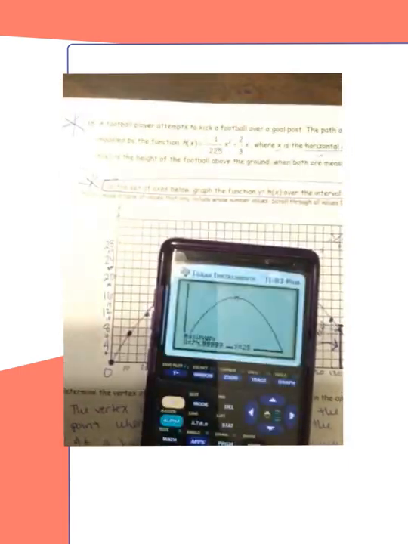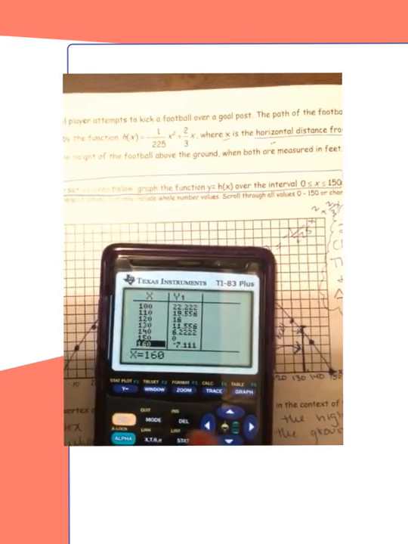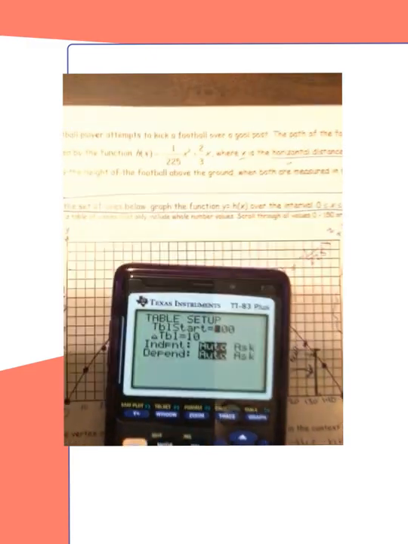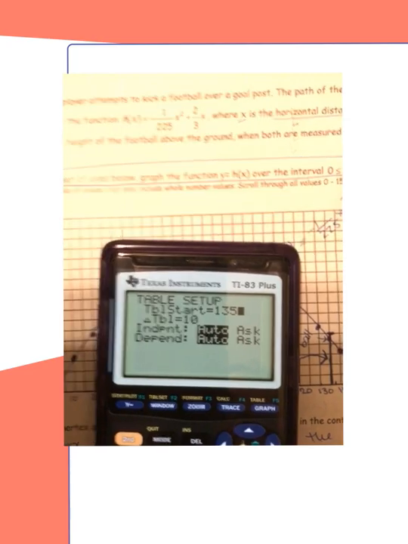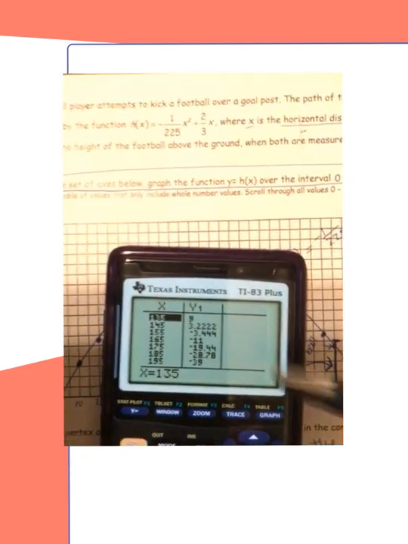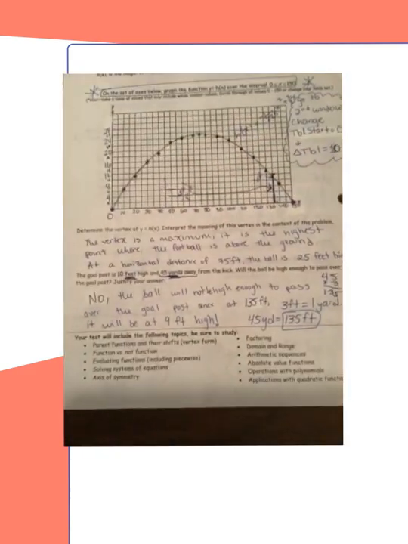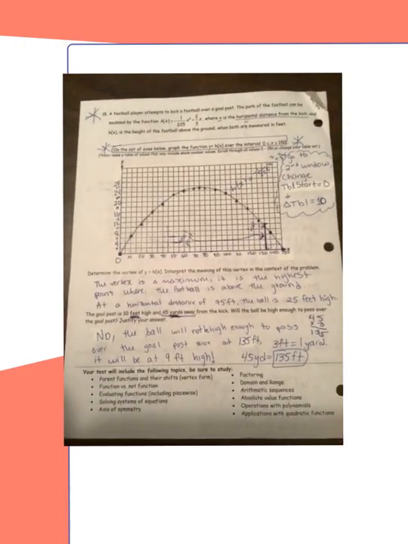And if we actually even check on our calculator, so if I go back and check on my calculator and I go to the table, if I check out when we have 135 feet, so let me just adjust my window here. I'm going to start this at 135 feet. When I go to the table, my y value is at 9. Okay, so because my y value is at 9, it's going to hit the goalpost and it's not going to make it past.